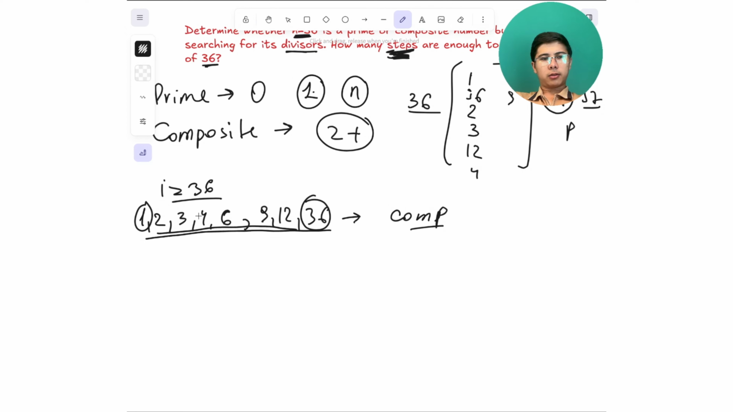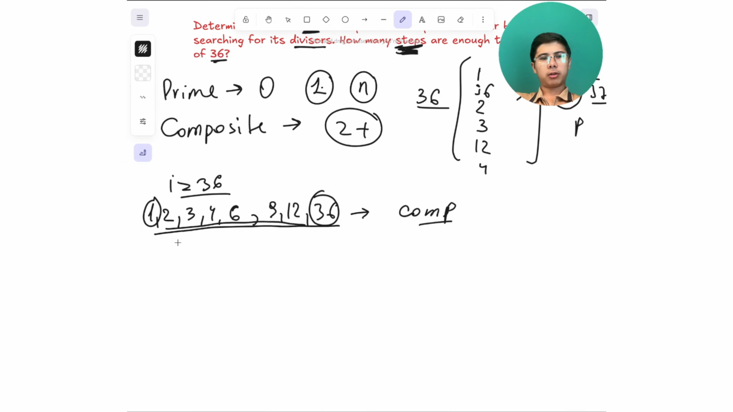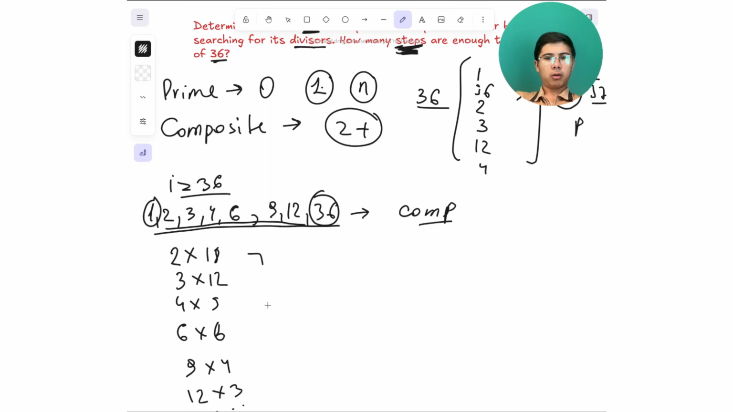So let's write 36 as pairs of factors, which are numbers whose multiplication becomes 36. Firstly, 2 multiplied by 18 is 36. 3 multiplied by 12 also. 4 by 9 as well. 6 by 6 as well, and then again 9 by 4, 12 by 3, and so on. All of the multiplication pairs are equal to 36.